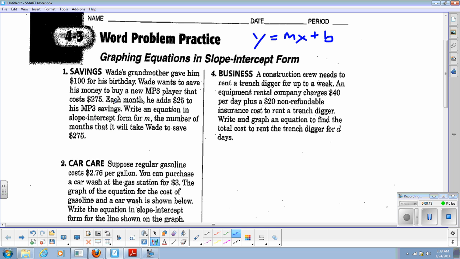In this equation, just to give you a little preview, notice we are given actually three numbers. You're given the $100 that he was given for his birthday. He is adding $25 each month, and he wants to save $275. So on this one, with our equation of y equals mx plus b, they have actually, in the word problem, given you three things. They've given you y, the total, m, what he's doing each month, and b, your starting amount. So you'll have to put in all three numbers. You need to determine which one goes where.